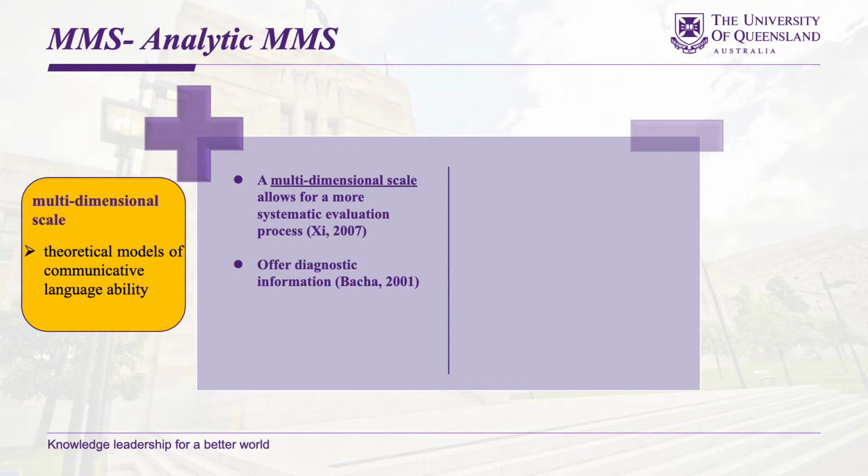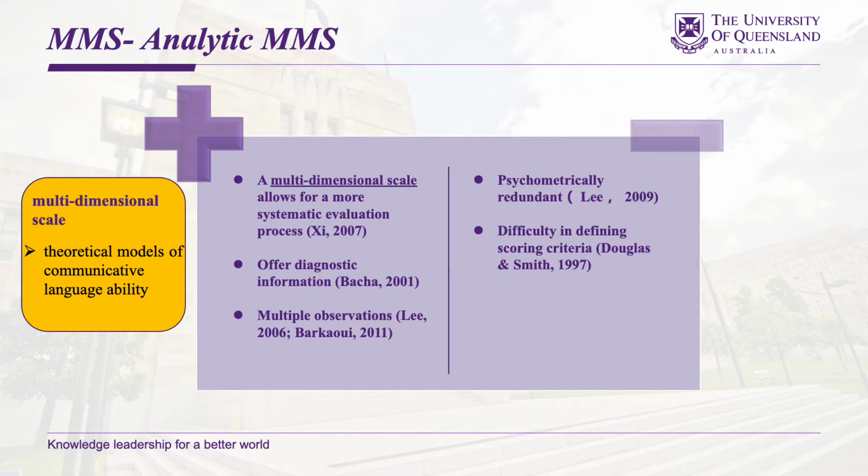Analytic scoring can reveal different strengths and weaknesses of learners' performances. It can also offer diagnostic information to inform individual learner paths through observation collection, since greater reliability can be achieved through multiple observations. The analytic marking model also has limitations. In 2009, Lee suggested that analytic scores may be psychometrically redundant. Another limitation is the increased cognitive demand on raters, the need for rater training, and difficulties in precisely defining scoring criteria.